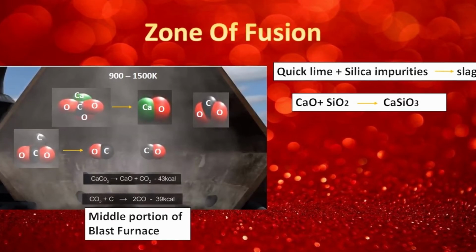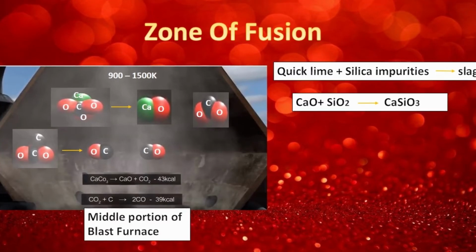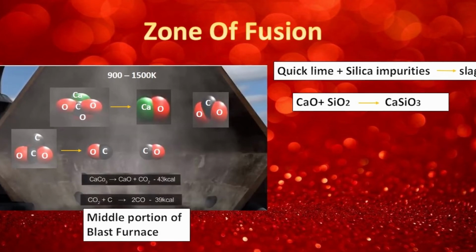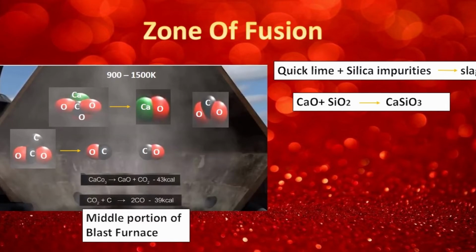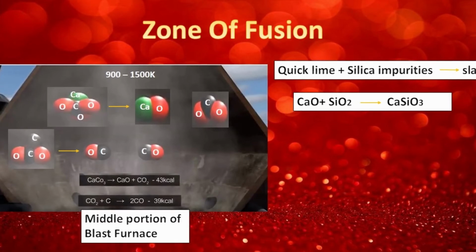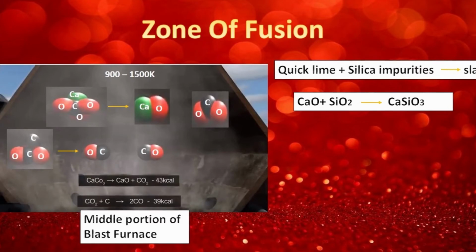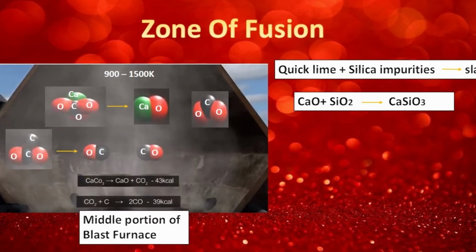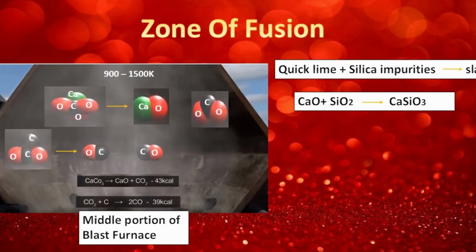If you consider the reactions, reduction of carbon dioxide to carbon monoxide as well as decomposition of calcium carbonate to calcium oxide, both the reactions are endothermic in nature. Hence, the temperature of this zone will reduce to around 1000 degrees Celsius. So, the temperature at this region will be around 900 to 1500 Kelvin. In this region, slag is produced in the molten form. Hence, this region is called zone of fusion.